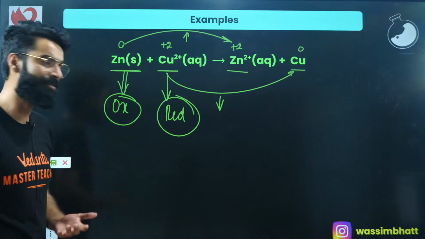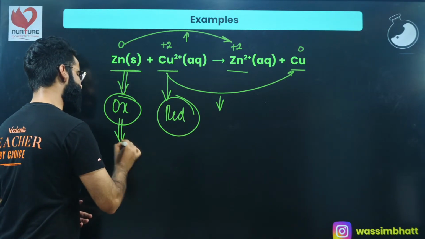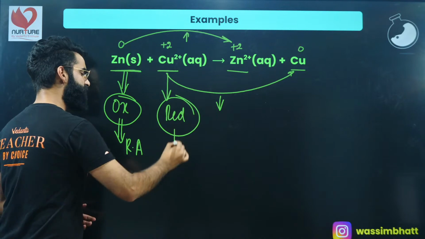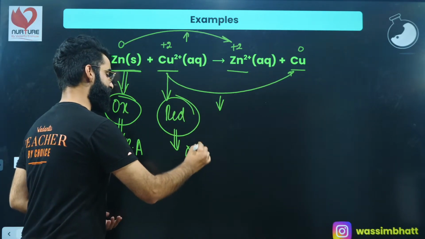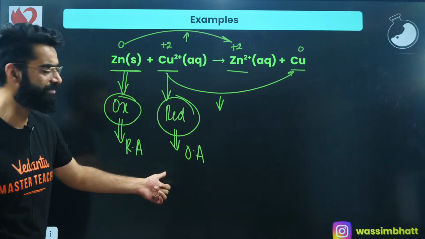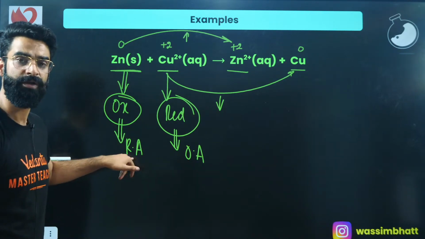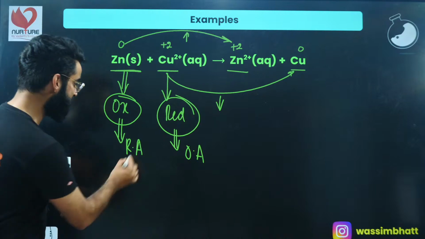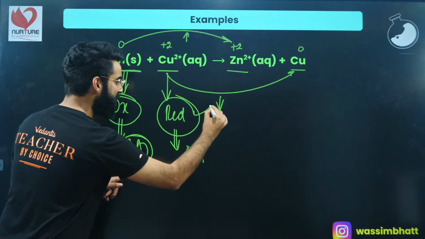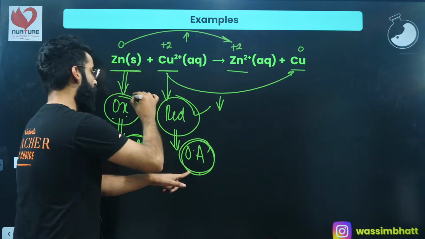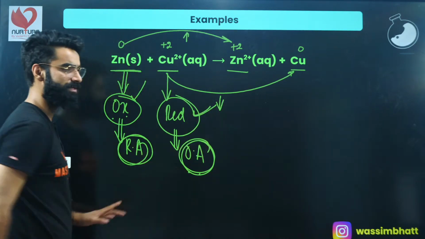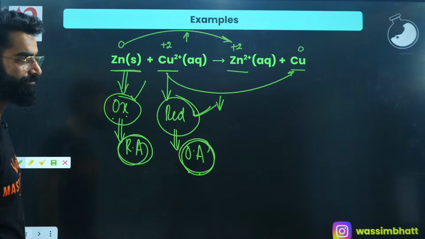That substance in a chemical reaction which undergoes oxidation acts as the reducing agent, and that substance which undergoes reduction acts as the oxidizing agent, as I have already given you the definitions. A reducing agent is the one which reduces others but itself undergoes oxidation. Similarly, an oxidizing agent is the one which oxidizes others but itself undergoes reduction. As simple as that.